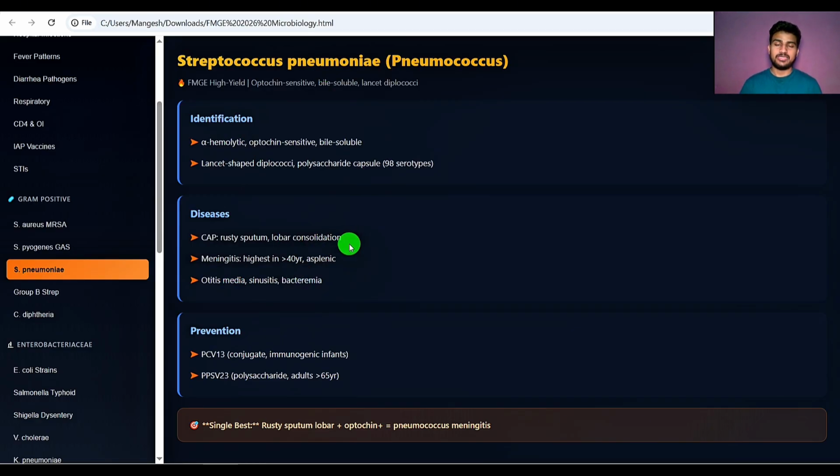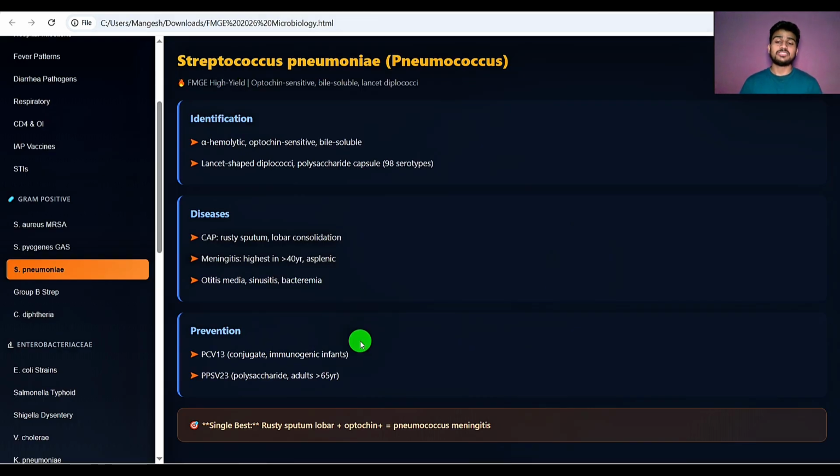Meningitis because of Streptococcus pneumoniae has the highest prevalence in patients who are more than 40 years old, and patients who had their spleen removed. A splenectomy done on the patient for any reason makes the patient immunocompromised. So that's why this happens. And otitis media, sinusitis, and bacteremia are also diseases associated with Streptococcus pneumoniae.